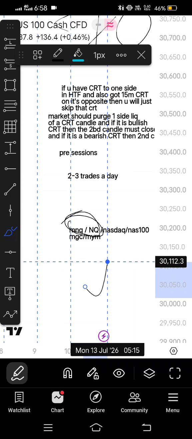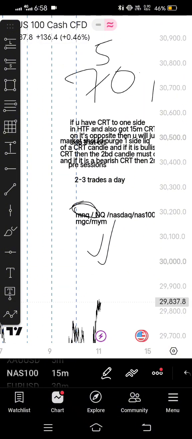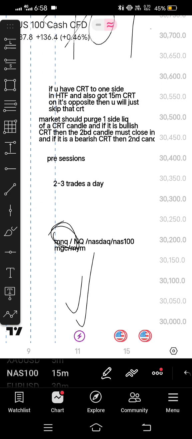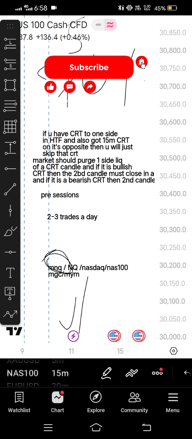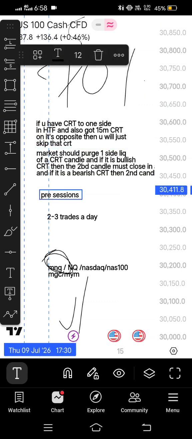So this was only for today. Make sure you practice it by yourself and find the results. And from Monday, you will trade this strategy onward. You will trade 2 to 3 trades a day. That's it, and then you will close for it.